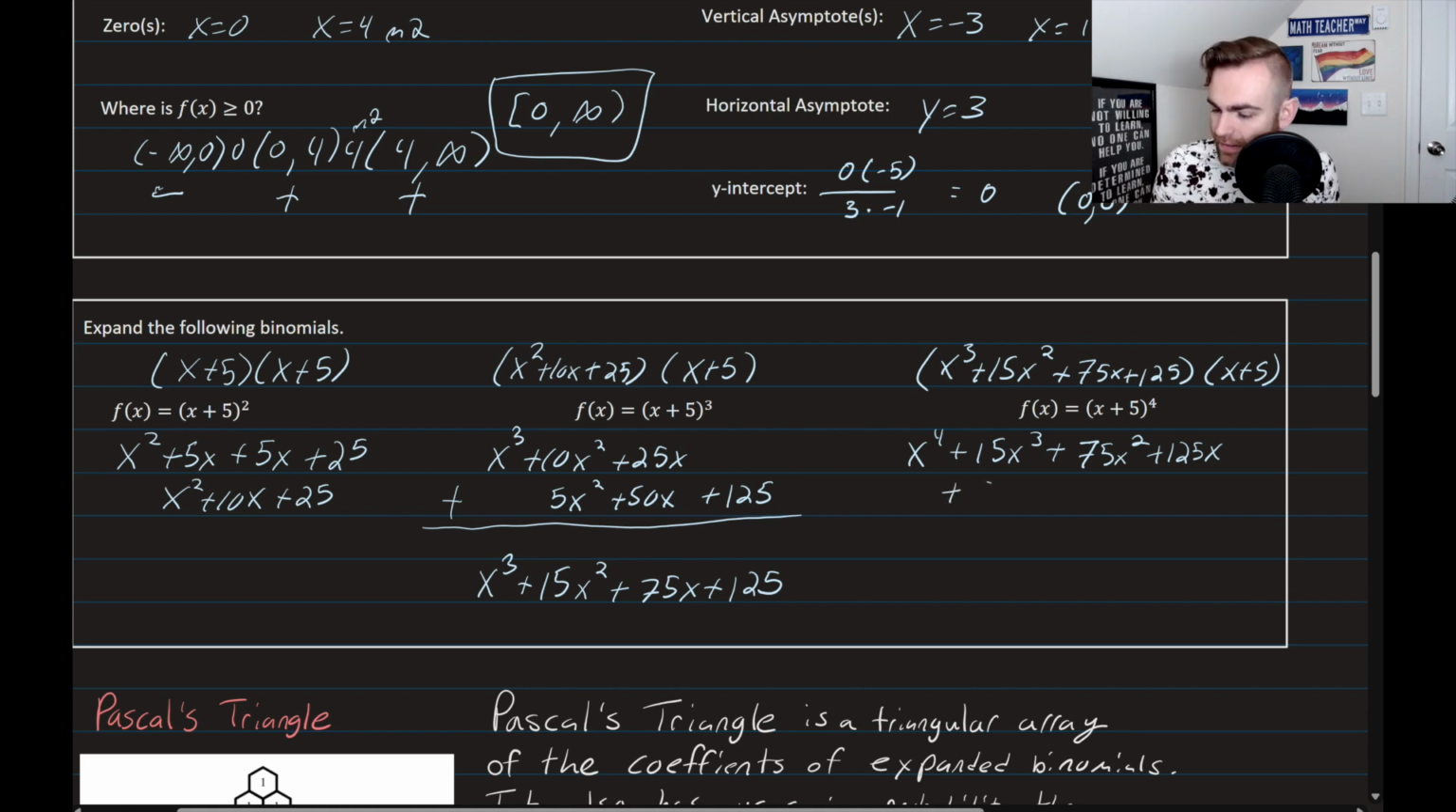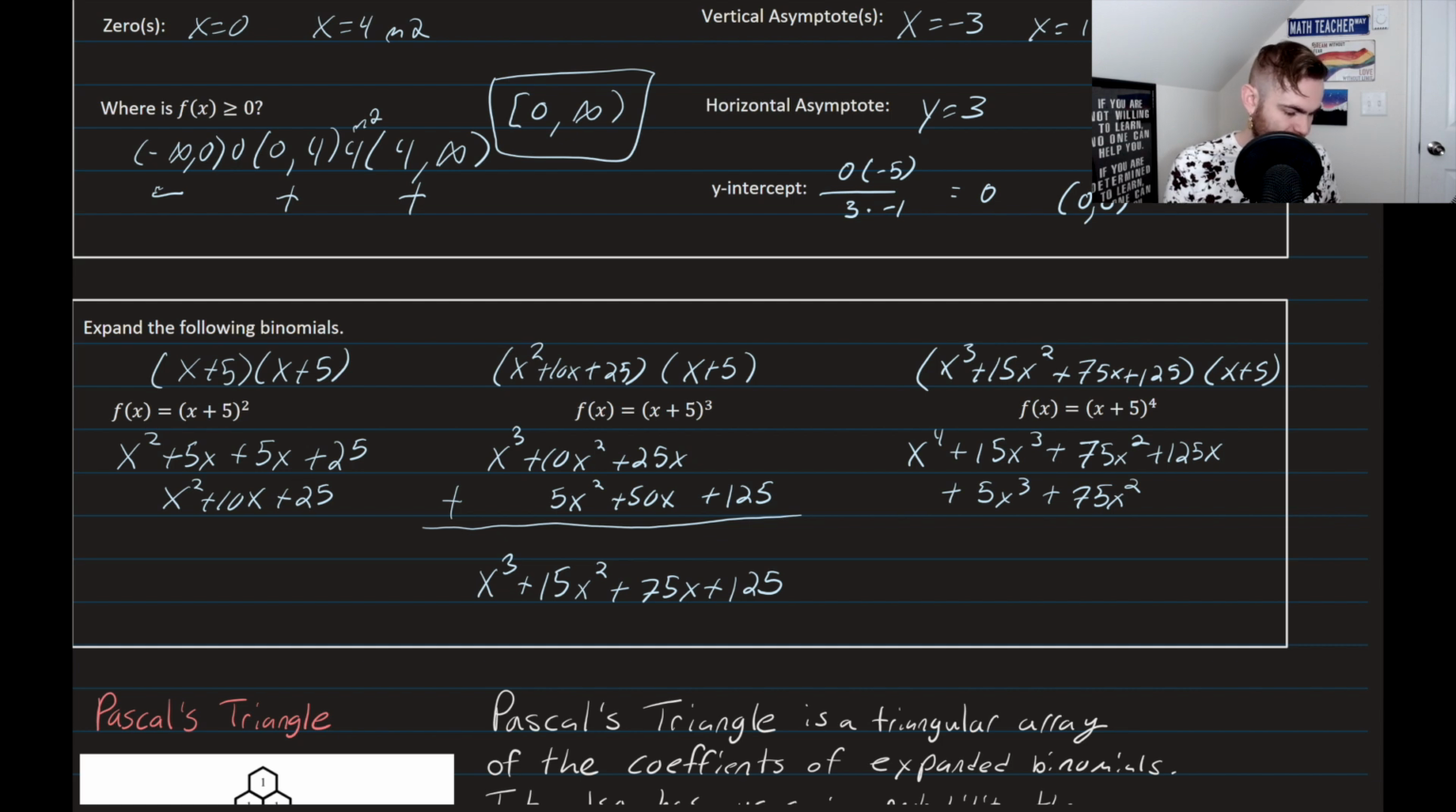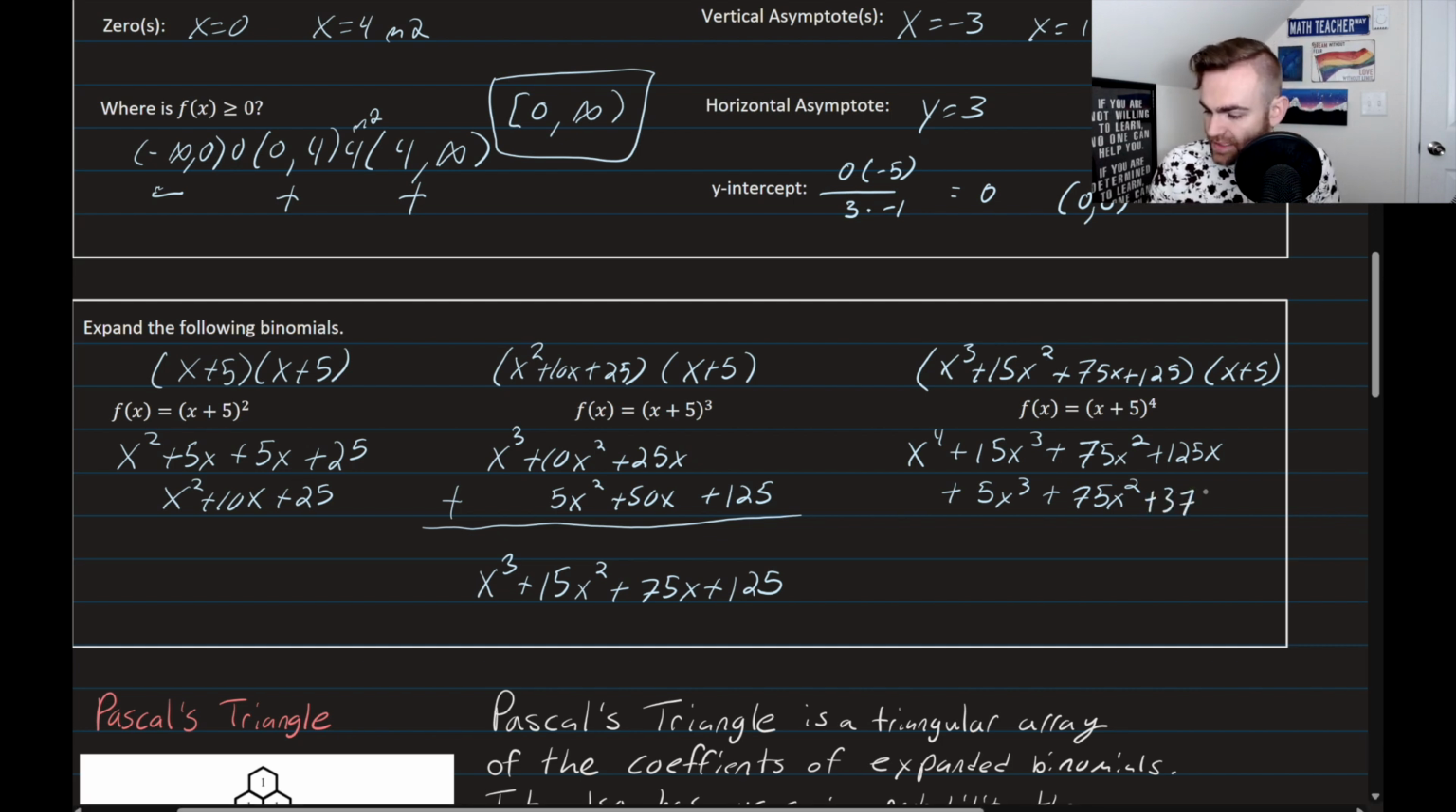We're going to have 5x to the third. We're going to have 5 times 15, which is, I believe, 75 as well, x squared. We're going to have 5 times 75, which I'm not going to lie to you, I don't know off the top of my head, which is 375. And then we're going to have 5 times 125, which is, I believe, 625, and I am right. I'm going to double check my 75 there, do 15 times 5, and I am right.